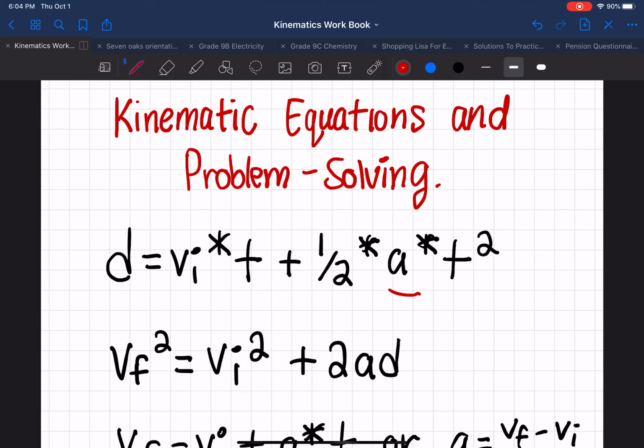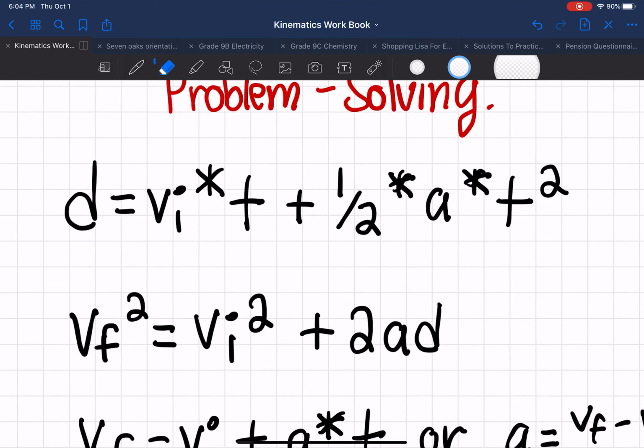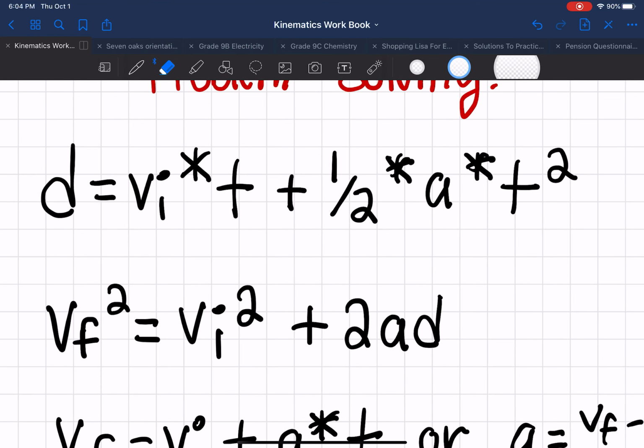We're going to go over kinematic equations and problem solving. I'm going to go over the equations and how we're going to apply them to the questions, because a lot of you have been having a bit of trouble or getting stuck on how to apply them. So I'm just going to go over it with a video and go over the equations as well.